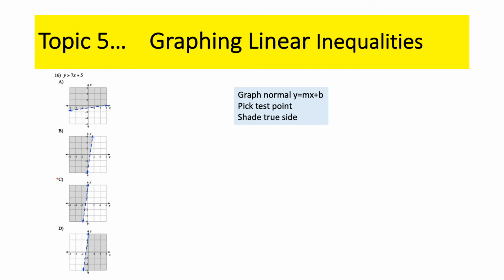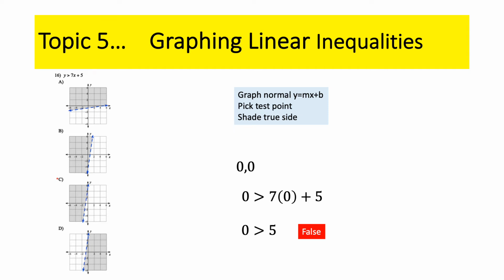Okay, so how do we figure out the shading? Remember, we pick a test point. We like 0, 0 as long as the line doesn't go through 0, 0. So we choose 0, 0. We throw 0 for x, 0 for y into the inequality and see if it's true or false. Well, 0 is not greater than 5. That's false. So 0, 0 is not the shaded side; we shade the true side, the one that would make it true. And that would be answer C.